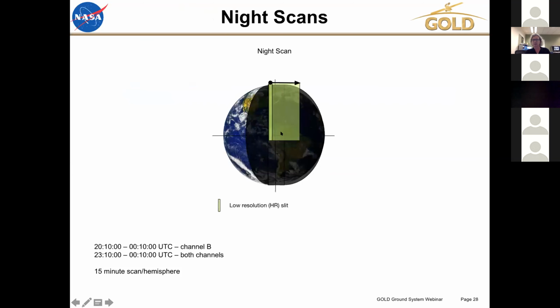So depending on season, these will change throughout the year, because towards the solstices, the northern hemisphere or the southern hemisphere will have the location of the terminator change throughout the year. So we have those optimized based on the location of the terminator throughout the year. So these scans are optimized for that.